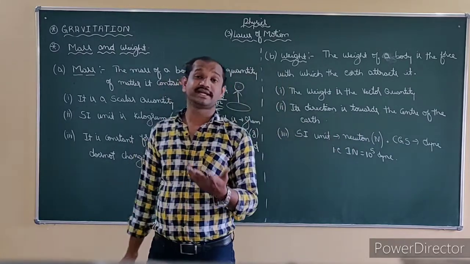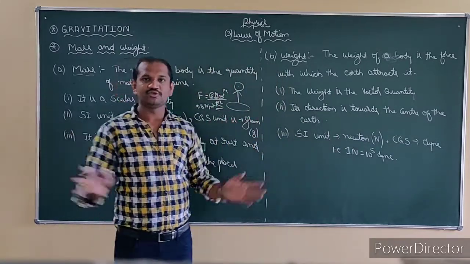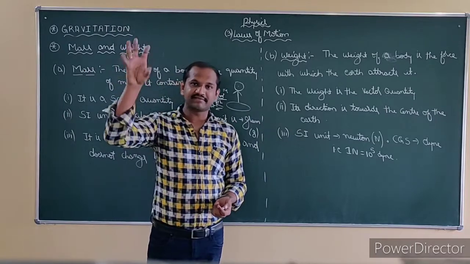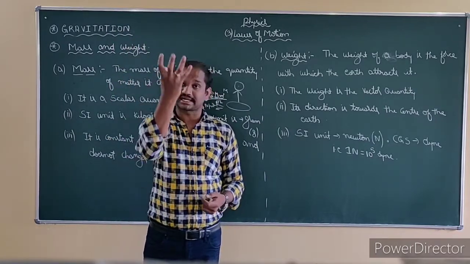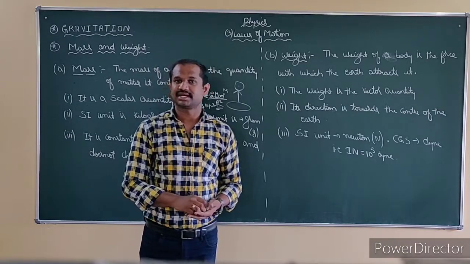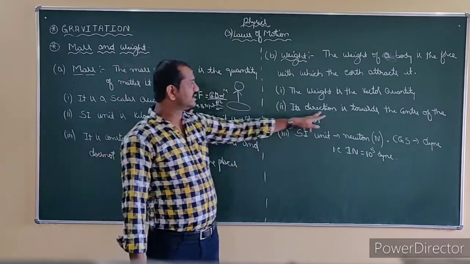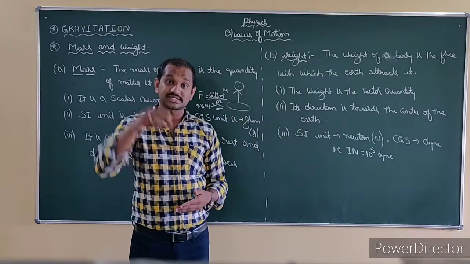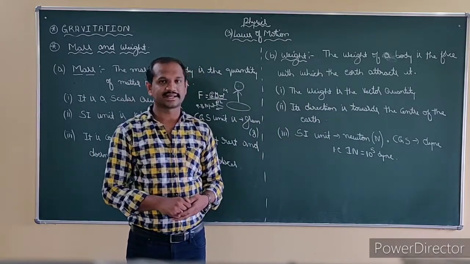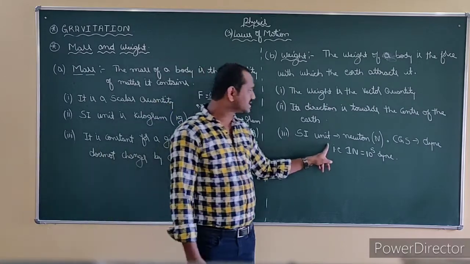How can we tell this direction? See, the earth is very huge. It attracts every particle in the universe towards it. Every particle on the earth, it attracts towards its center. Understand? So we tell the weight has a direction. What is the direction of the weight? Towards the center of the earth, we can tell. Now, what is its SI unit?